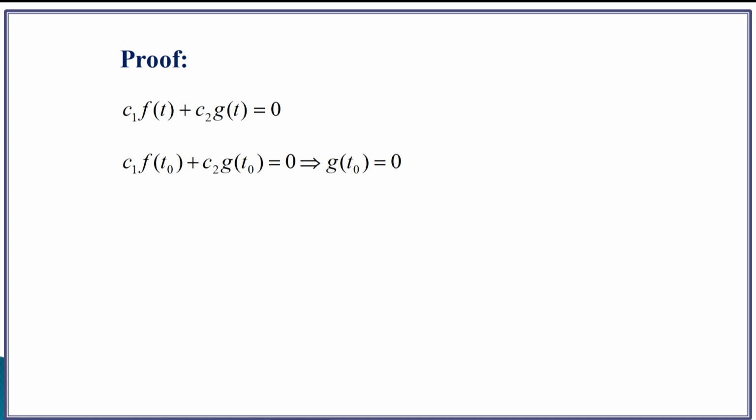Now we have assumed that f is 0 at a point t0. If we put the point in the equation, we get C1 into 0 plus C2 into g of t0 equal to 0. But we have already shown that C1 and C2 are both non-zero, so g of t0 equals 0. So this ends the proof.